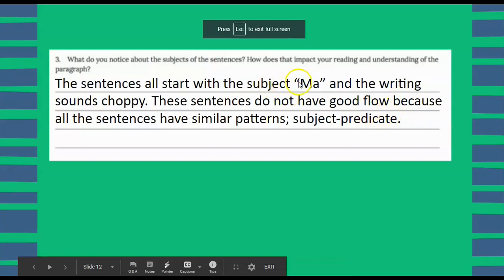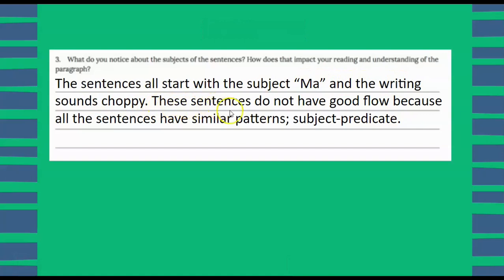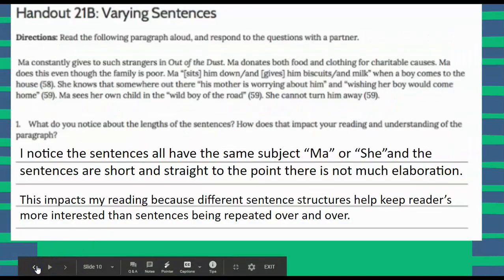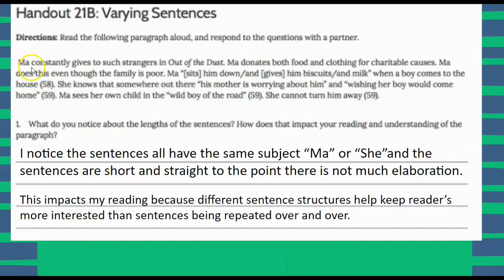Sorry about that. We do notice that the subject is Ma, and the writing sounds kind of choppy. These sentences don't really have good flow because all of the sentences have similar patterns, meaning that they are subject-predicate sentences. When we go back, we notice in the example that it consistently talks just about Ma, and it starts off the sentence the same every single time. It's very repetitive. We need to have some variation in there where we change it up a bit.